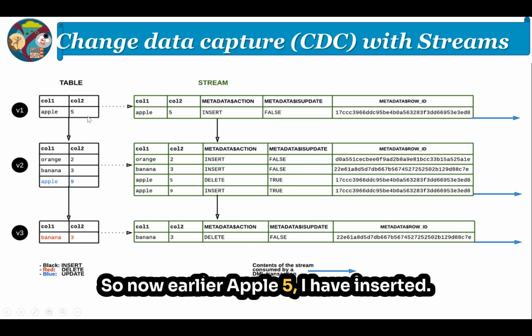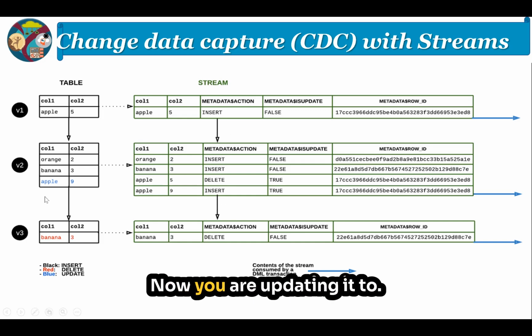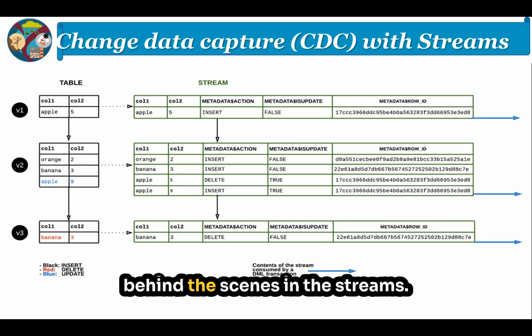So earlier I inserted Apple with 5. Now you are updating it to 9. The number of items you are updating from 5 to 9. So how will Snowflake treat this behind the scenes in the streams?